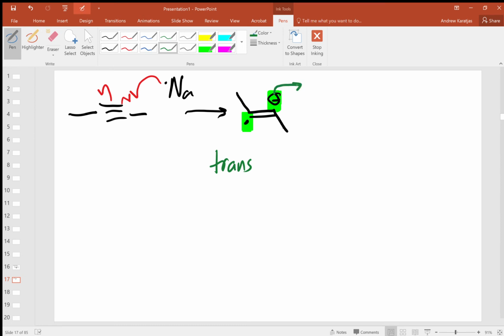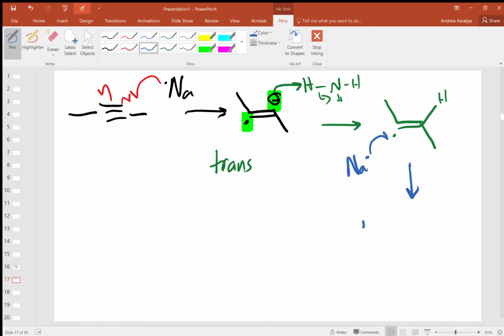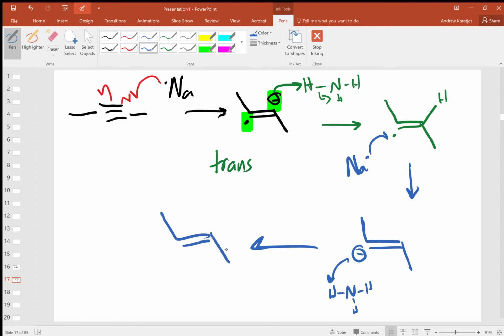So this anion now picks up a hydrogen from ammonia. We still have our radical here. And that radical can accept another electron from our alkali metal. That now gives us another anion, which can remove another hydrogen from ammonia and give us our alkene as the product. At this point, our reaction is done. These reaction conditions don't really react with alkenes, and so there's nothing further that happens.